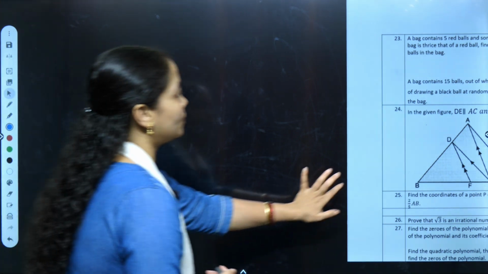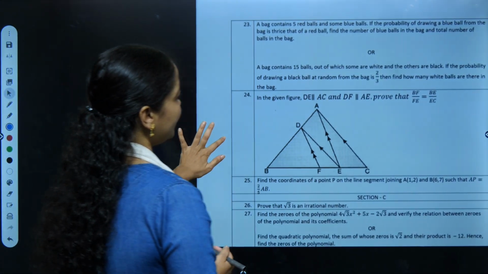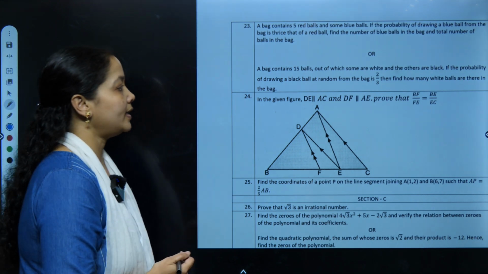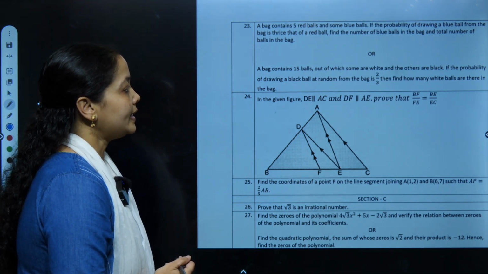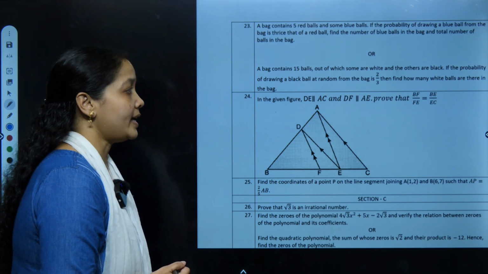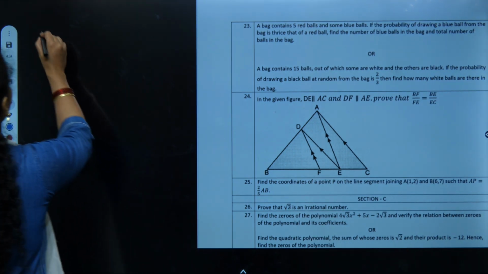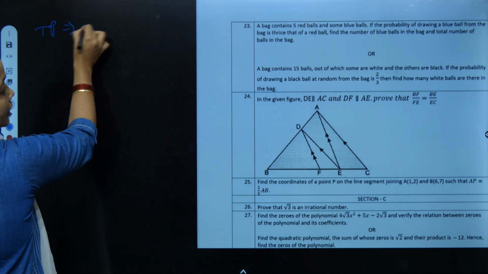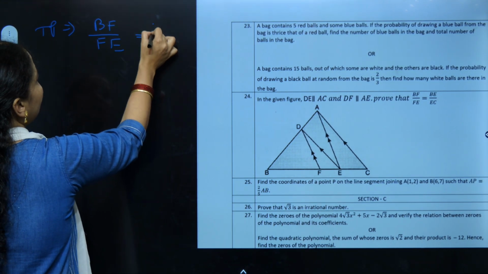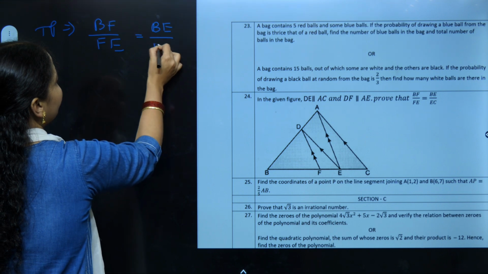Going to the 24th question. The 24th question is based on triangles, as the figure is specified here. In the given figure, DE is parallel to AC and DF is parallel to AE. Prove that BF by FE is equal to BE by EC.